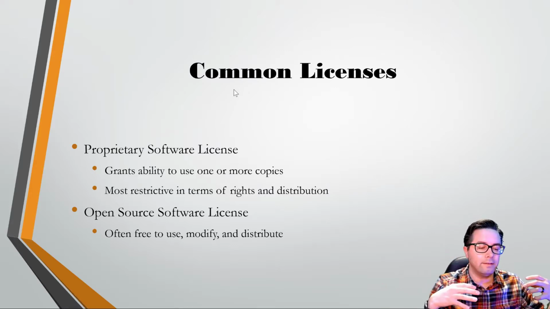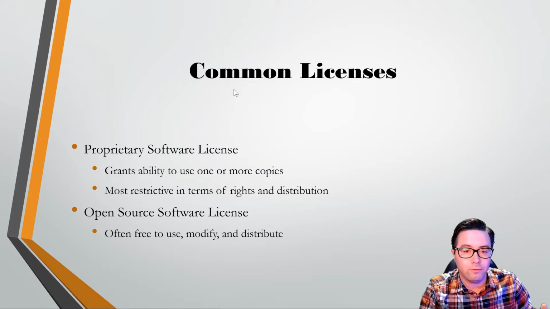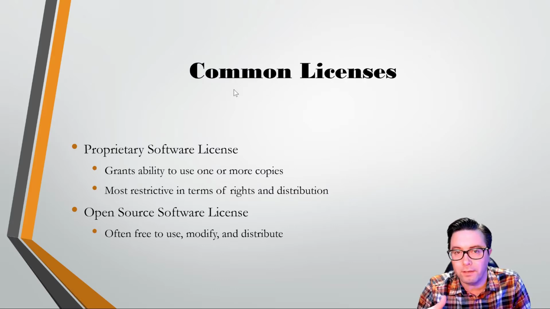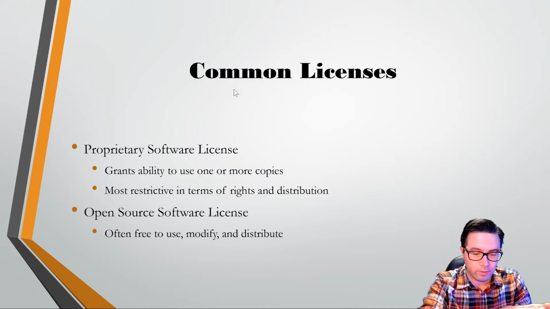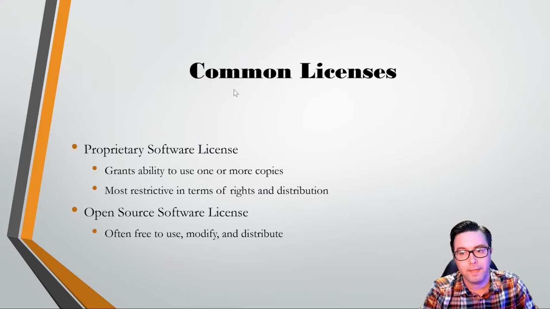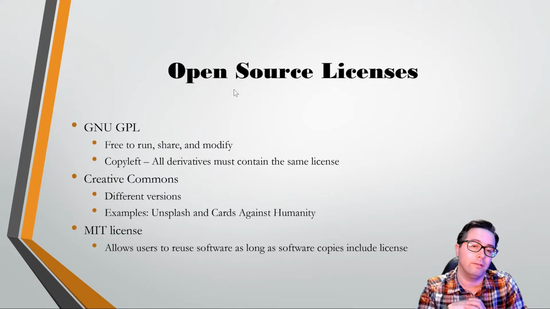The idea is that when you obtain the license for proprietary software, you could just use it. You can't really do anything else. You don't see the code that's used to make it. Whereas with open source, they will give you the exe file, and then they will give you the code that goes with it. Okay, so let's go over some common open source licenses.